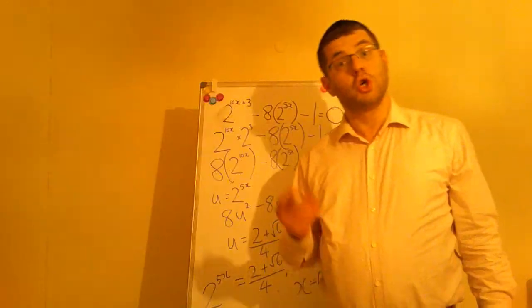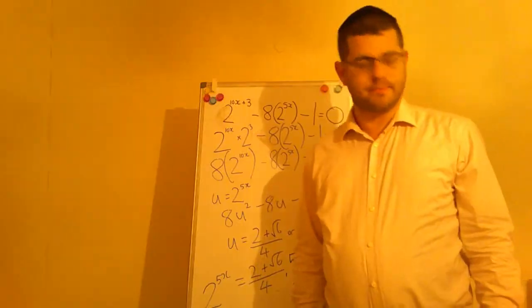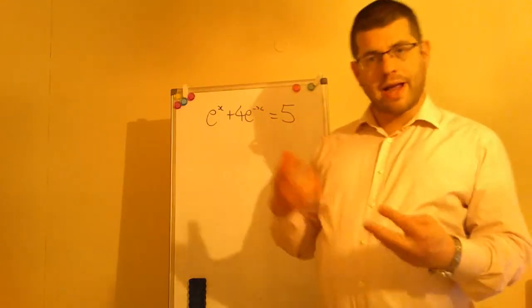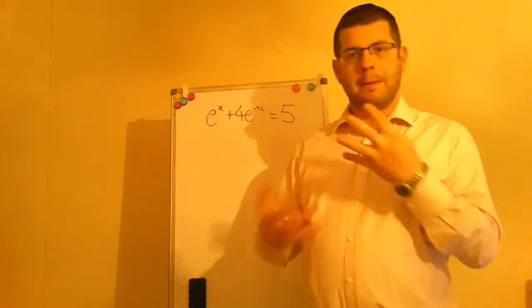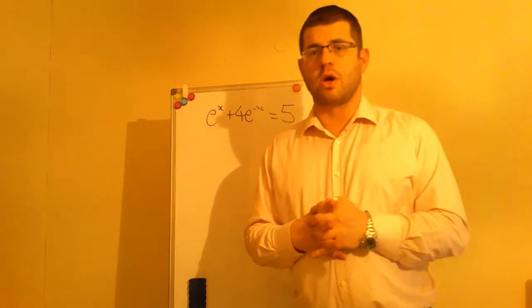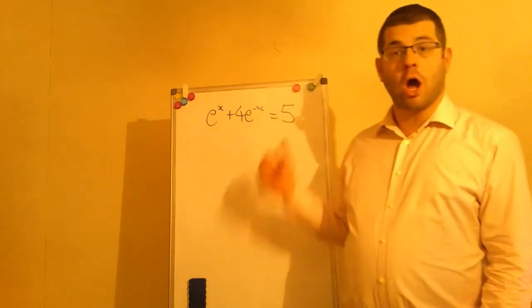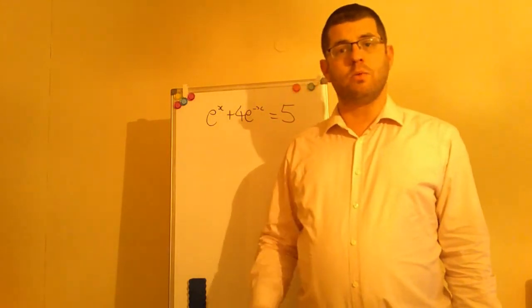So let's apply some ideas we've seen earlier in this chapter. We've got e to the x plus 4e to the minus x is 5. Why don't you think how you can have a go? It's slightly harder than the things we've seen before. You might have to play around with it a little bit. So why don't you pause the video, have a go, and see what you can do.